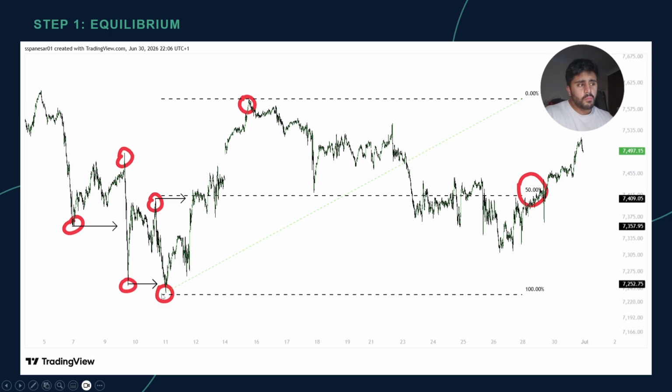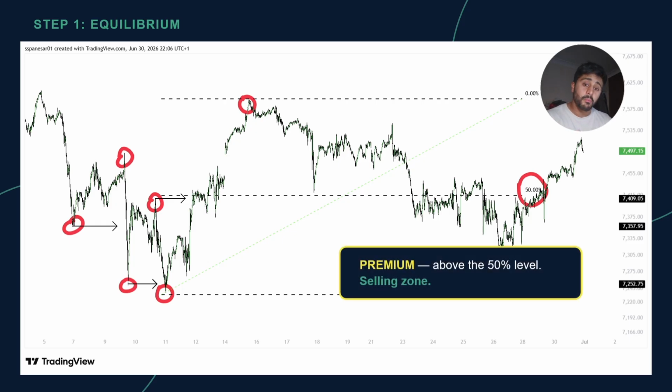Once you've got your market structure like this, you want to divide the most recent low and high into two equal, equidistant sections. This is the equilibrium, and it's the halfway point between the most recent low and high. Now, what this gives us is a couple of things. It gives us our premium, so above the 50%.